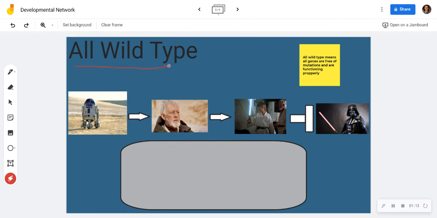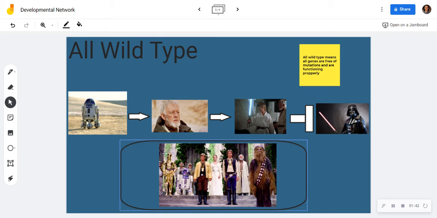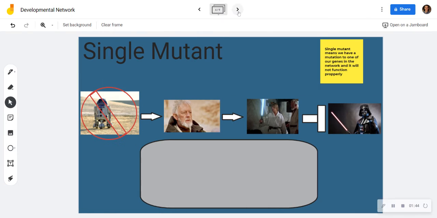So first let's look at all wild type. So all wild type means all genes are free of mutations and are functioning properly. So here we have R2-D2, who is on his way to deliver a message to Obi-Wan, and Luke Skywalker is following him. So here Luke meets Obi-Wan, and Obi-Wan trains Luke in the ways of the Jedi. So as Luke is trained in the ways of Jedi, he battles Darth Vader and defeats Darth Vader. So our outcome or phenotype is intergalactic peace.